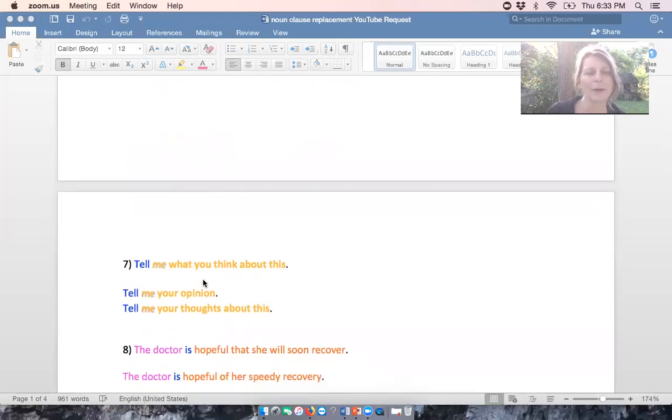Okay, tell me what you think about this. To tell somebody something. So we have two objects here. One object, the indirect object, is a pronoun, and then the direct object is a what clause, a noun clause.